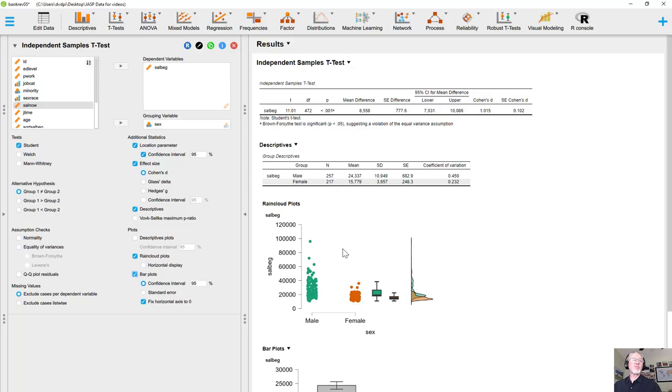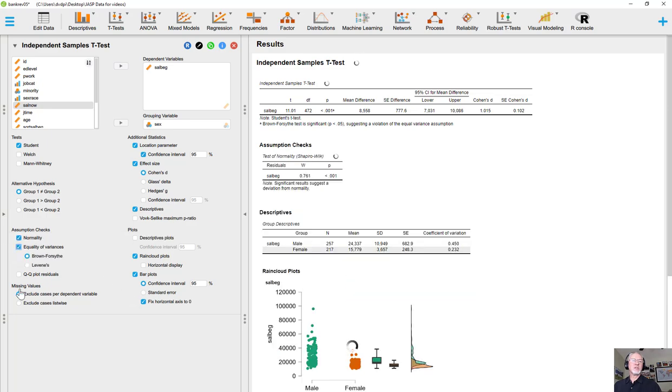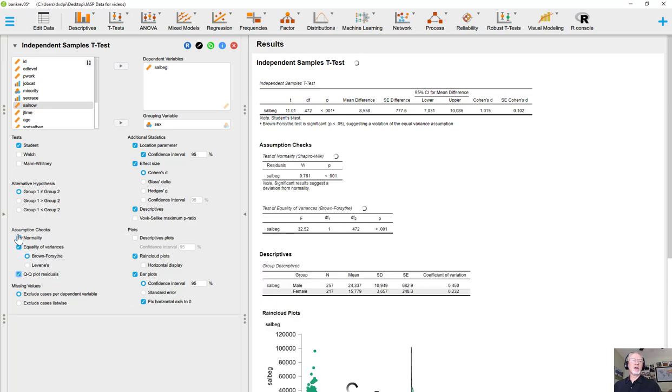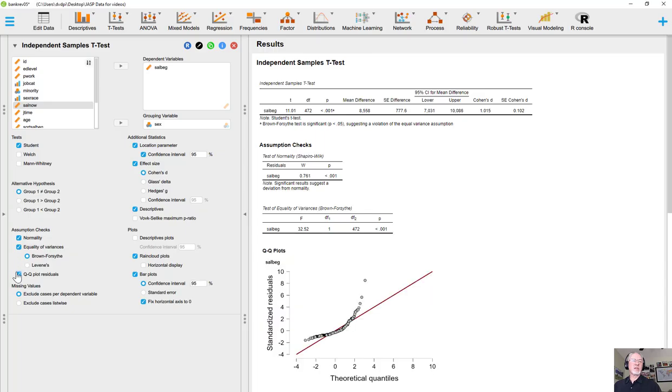Now, what these last various lectures have been about is assumptions. So in order for us to be making a valid inference, we're supposed to meet the normality assumption and the equality of variance assumption. So I'm going to click on these three points over here to evaluate the assumptions.